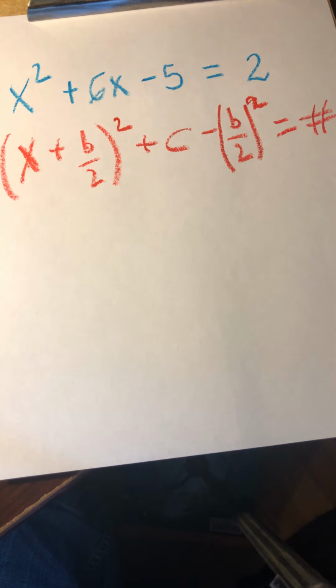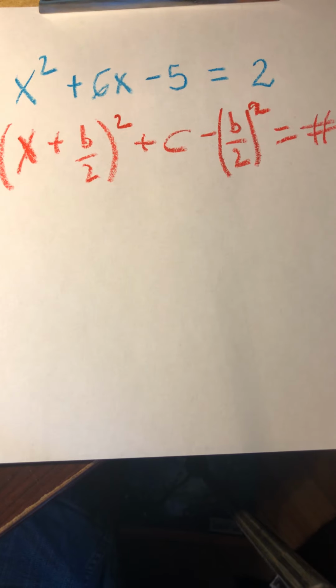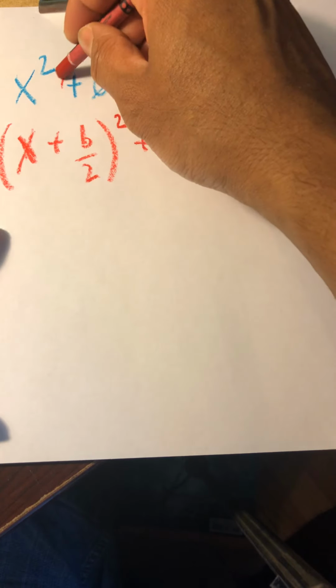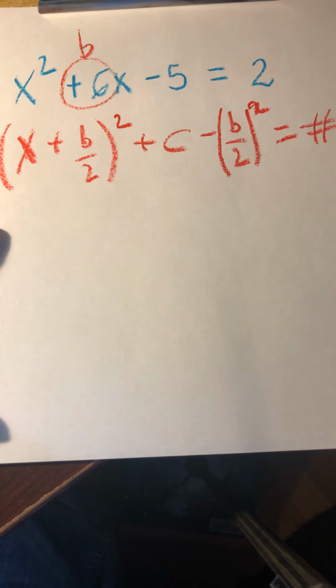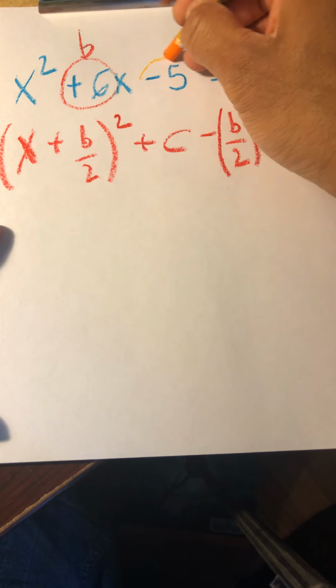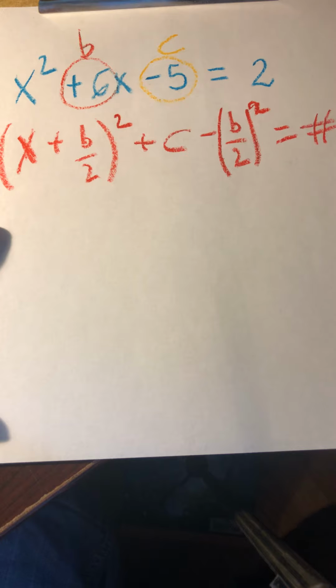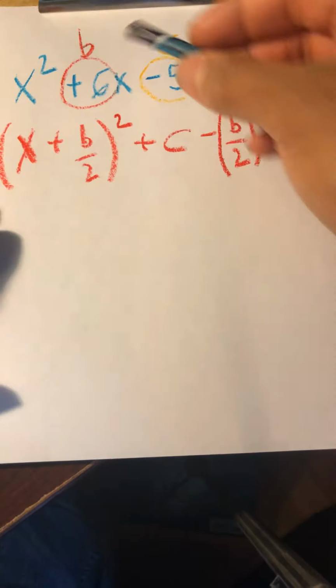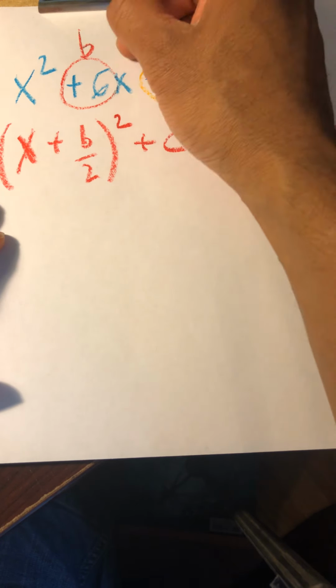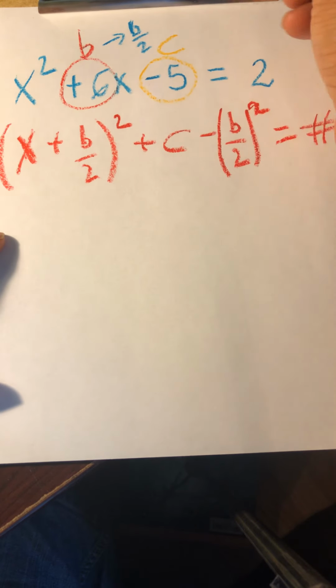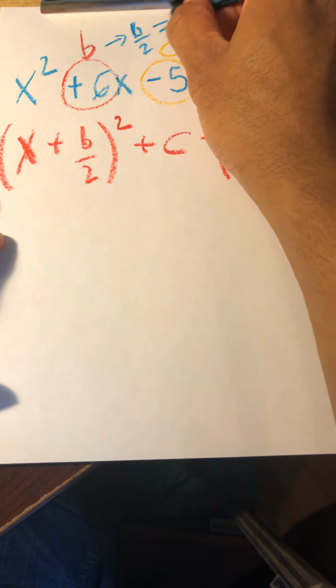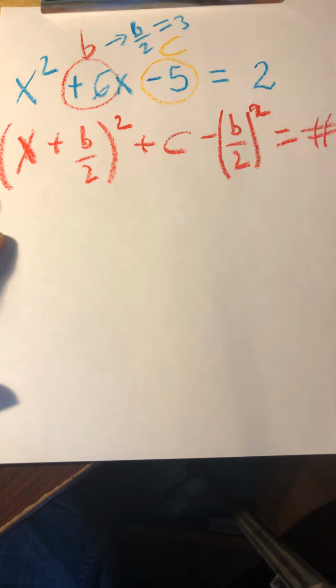And the reason I'm doing that is because I just want to maintain what we have been doing with completing the square. So 6 is my b, and my c is negative 5. Right, so I have everything I need. Now I basically substitute. If b is equal to 6, then b over 2 has to be equal to 3.